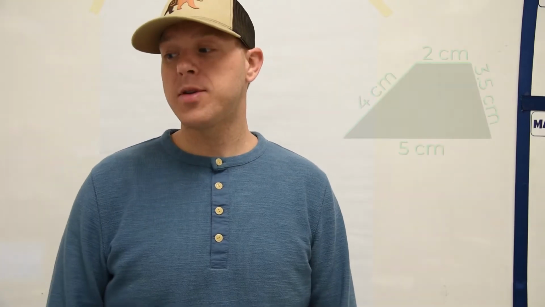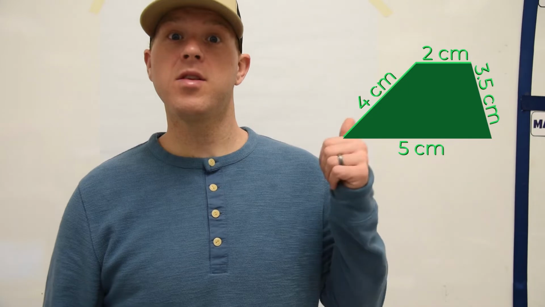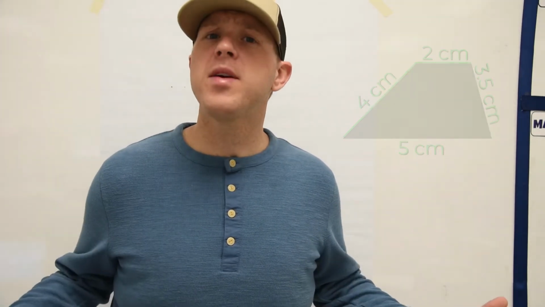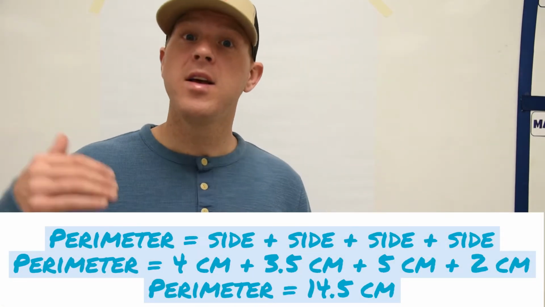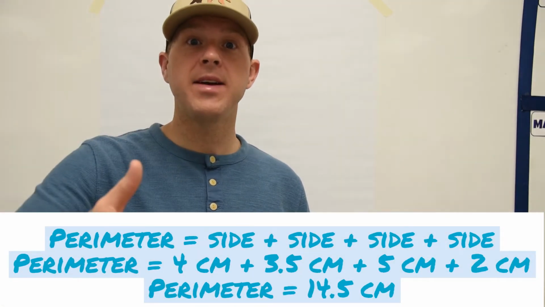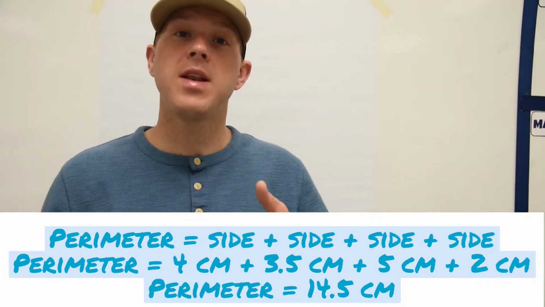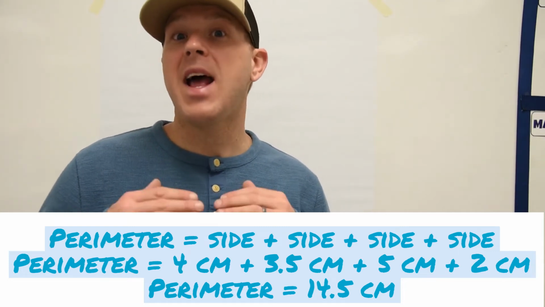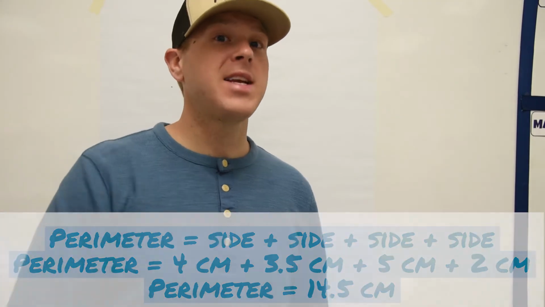Now let's look at this trapezoid. This trapezoid here, I have side lengths of 4, 2, 3.5, and 5. So if I were to find the perimeter, I would do the same thing as I've always done. Add up all your sides. So I'd have side plus side plus side plus side. So I'd have 2 plus 3.5 plus 4 plus 5, and that gives me 14.5 centimeters. So the perimeter of that trapezoid is 14.5.